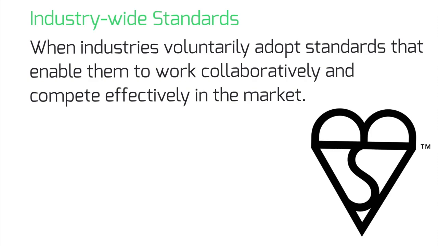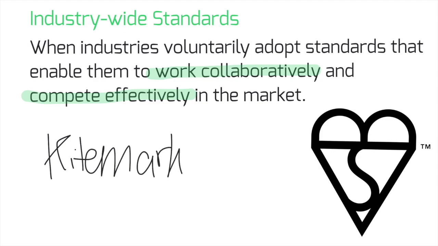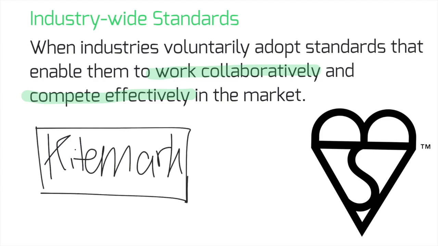And the last product standardization method is industry-wide standards. This is when industries voluntarily adopt standards that enable them to work collaboratively and compete effectively in the market. So certain products have to meet certain standards within an industry to be accepted as high quality. An example of this is the Kitemark. This is a British quality assurance symbol, and it's frequently used for products relating to safety.